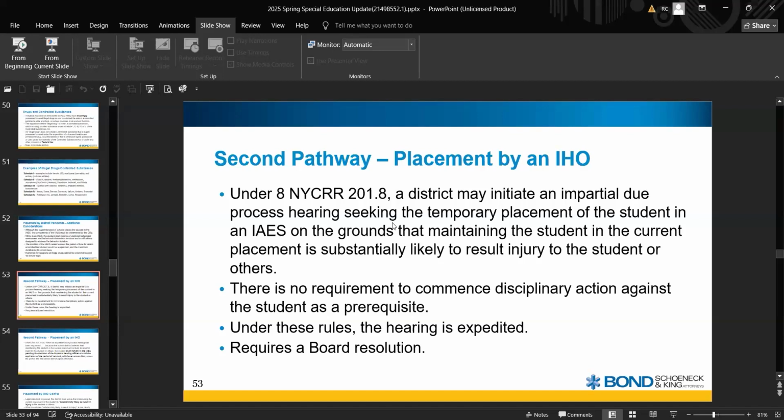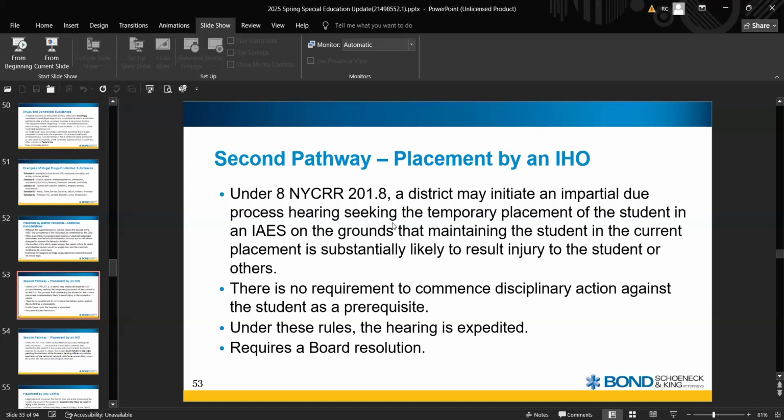And I mentioned there's no requirement to commence a disciplinary action against the student as a prerequisite. There's no prerequisite that they already engaged in certain misconduct. Now, if they haven't, it's going to be harder to convince the hearing officer that maintaining them in their placement is going to cause injury to somebody. But it's not a legal prerequisite. And under these rules, the hearing is expedited. So 10 days to have a resolution session, 20 days to have the hearing.